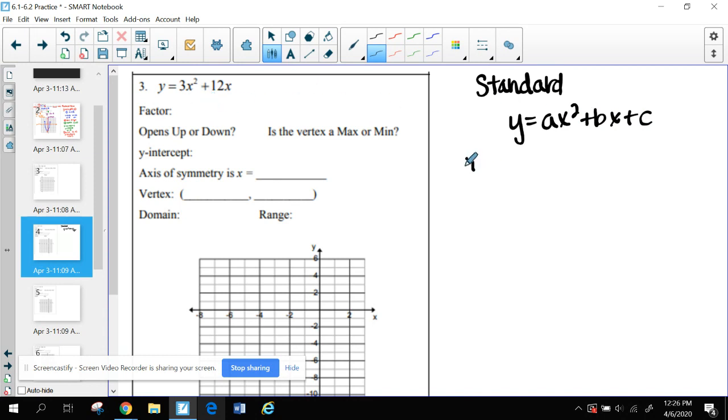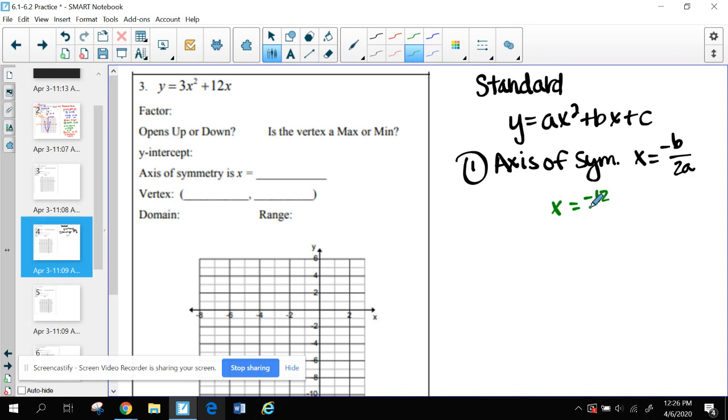Now step 1 is to find the axis of symmetry using our formula, the opposite of b over 2a. So in this example, the opposite of b is going to be negative 12. I'm going to divide that by 2 times a. My a value is 3. So negative 12 divided by 6 gives me an axis of symmetry at negative 2.